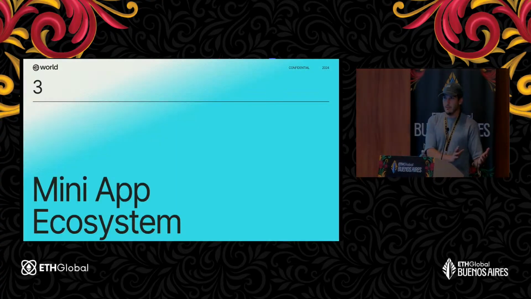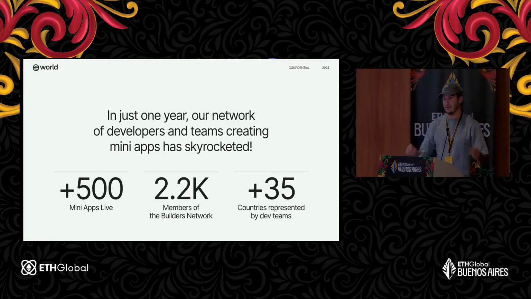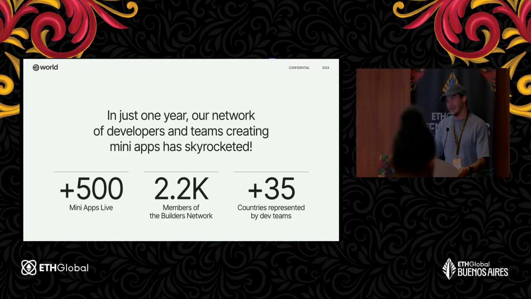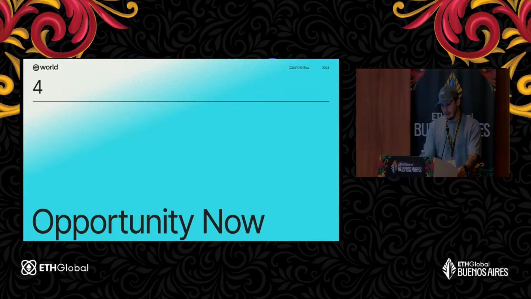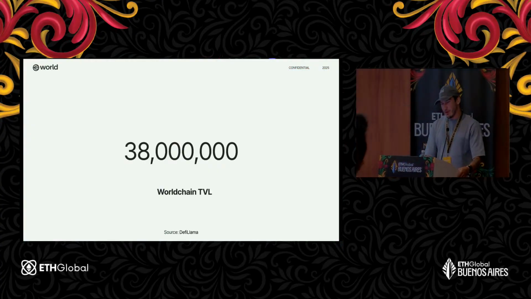Okay, so I talked about why to build a mini app and gave you a lot of numbers. I want to talk a bit more about the ecosystem and the people like these guys. We have more than 500 mini apps live, 2.2K members in the Builder community, representing more than 35 different countries in the world. And I want to tell you about the opportunity. We only have $38 million, the dollar value in TVL on World Chain. That is not so much.